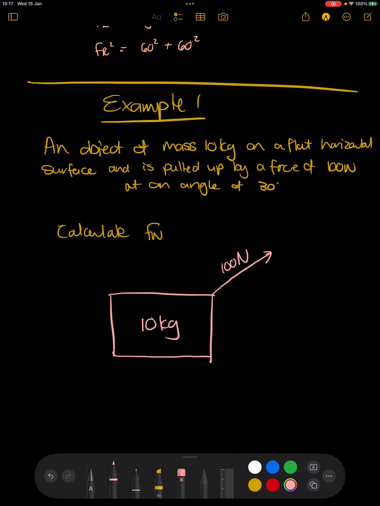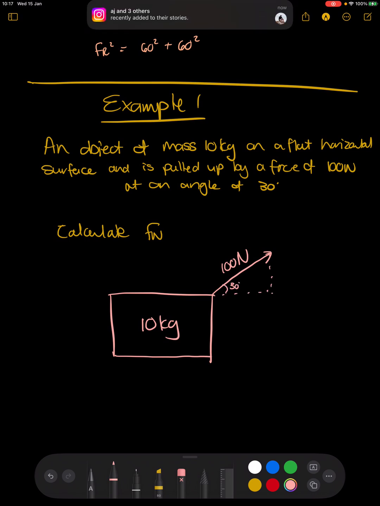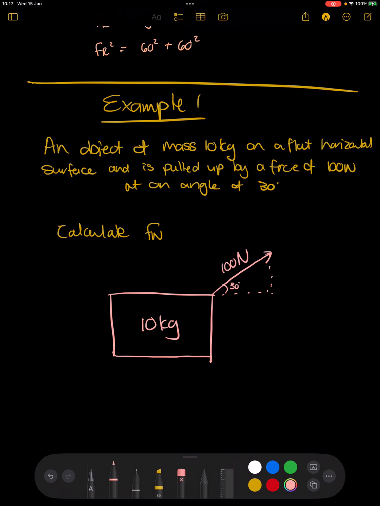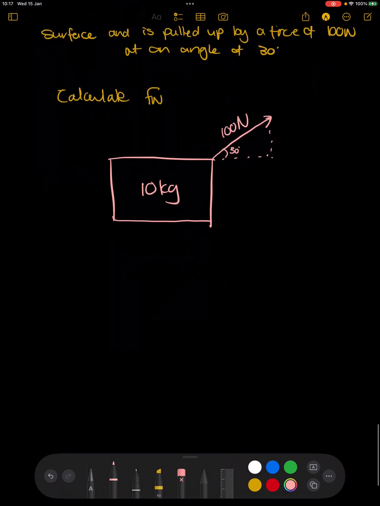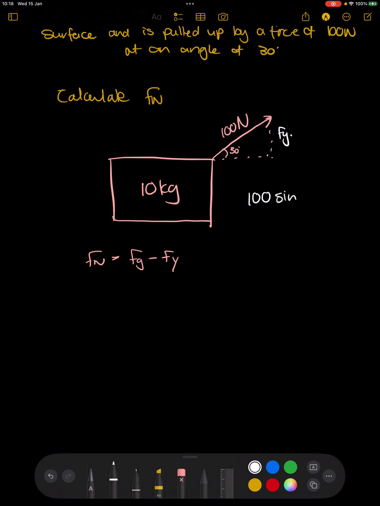Okay, now I'm going to close this up because they tell me it is done at an angle of 30 degrees. So I'm going to put my 30 degrees over there. And then I need to calculate my Fn. So remember I said to you with this one, because it's being lifted up, my Fn is equal to my Fg minus my Fy. Alright? And my Fy is obviously going to be that component over there. So in order to get my Fy, I'm going to say 100, its opposite, so it's going to be sine 30.